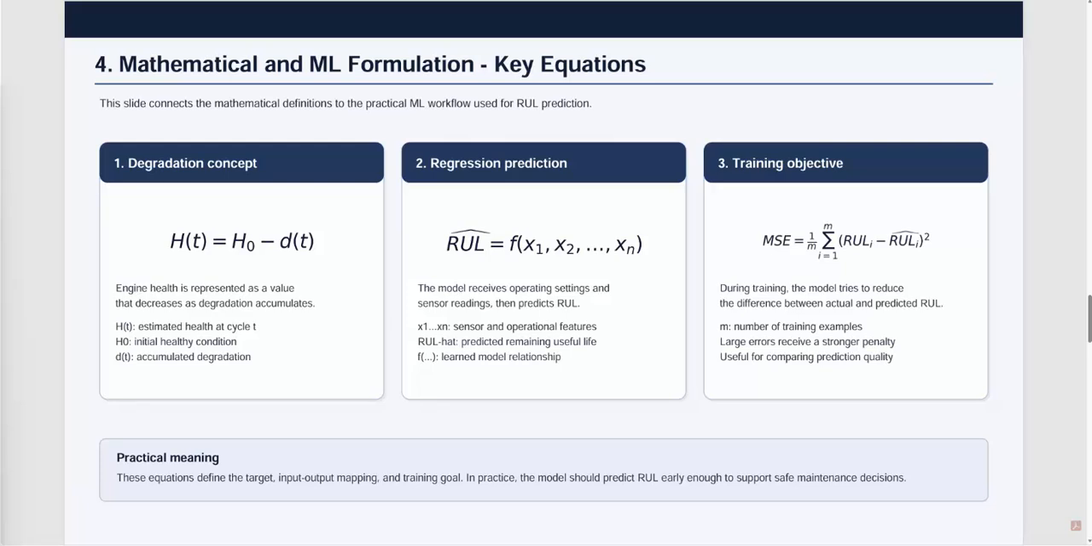A common loss function for this regression task is mean squared error, where M is the number of training examples, RUL_i is the actual remaining useful life, and RUL-hat_i is the predicted value. During training, the model tries to reduce the difference between actual and predicted RUL.